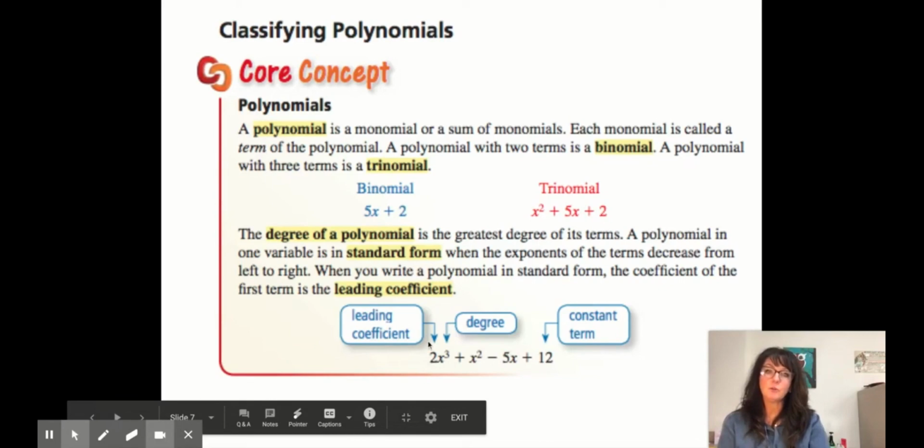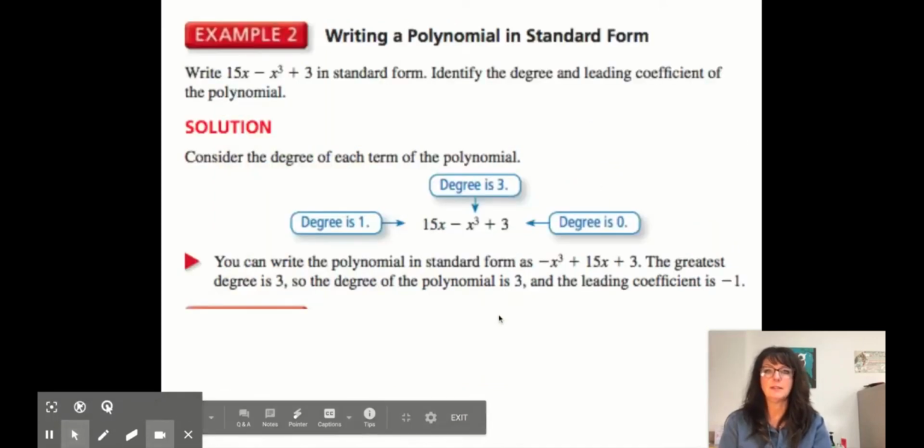So first, you'll rearrange the terms to put them in descending order of the variable so that the exponents decrease by 1, right? Left to right. Then you look at the leading coefficient, which is 2. The degree of this whole polynomial is 3. And this is the constant term. And if we had to classify it, we just call it a polynomial. All right, so let's keep going.